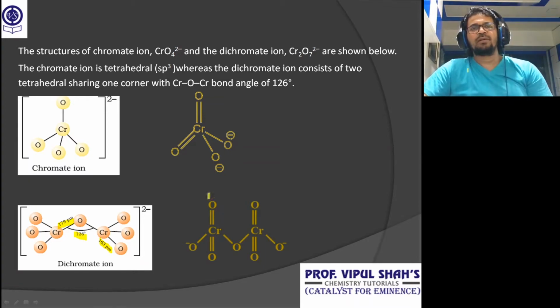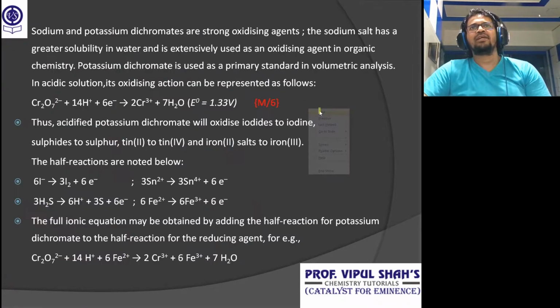So just see this part, what is it? Both chromate and dichromate ions are tetrahedral, sp3 hybridized, where there is a Cr-O-Cr, basically a bridge bond where the angle is around 126 degrees. Clear? Okay, that's one. This is about chromates and dichromates.